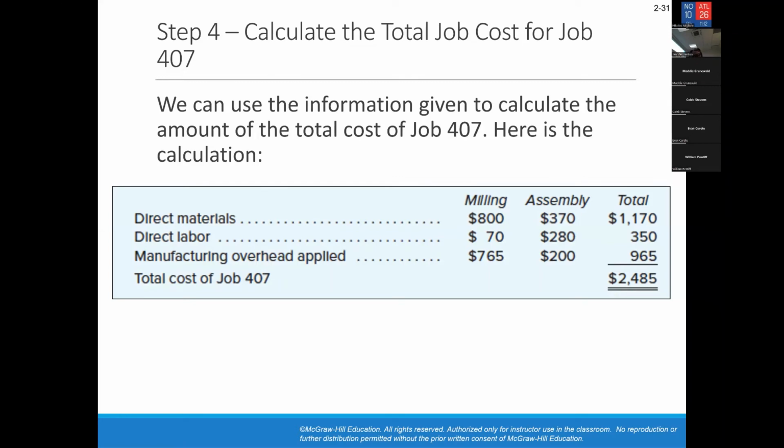It's doing the same steps; we're just doing it for two different departments. So it's not really difficult. It's just mainly making sure you understand the steps and where the numbers are coming from for your manufacturing overhead. All right, so when we add them together, our total cost for job 407 is $2,485.